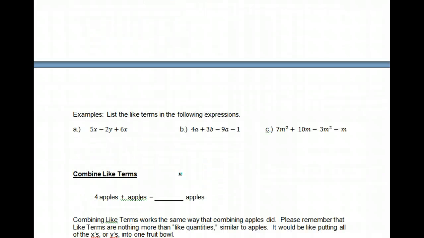Let's simply list the like terms in the following expressions. I'd like you guys to take a stab at this first. So go ahead through A, B, and C. Go ahead and list which terms you think are the like terms in those expressions. So pause the recording, list them, and then we'll come back together here when you're done and check it.